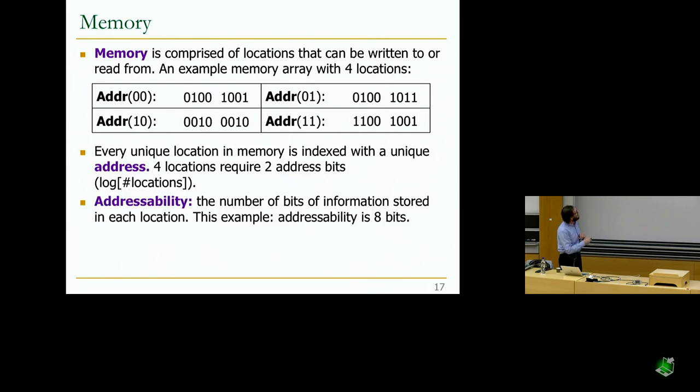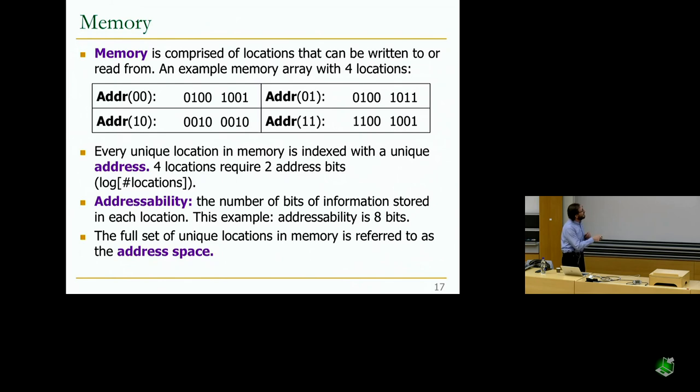Okay. And let's assume that each location stores 8 bits. This is called the addressability. How many bits does each location in memory store? In this case, the addressability is 8 bits. So it can have a memory that's addressable with 64 bits, for example. The addressability of a lot of the registers in modern systems is 64 bits.